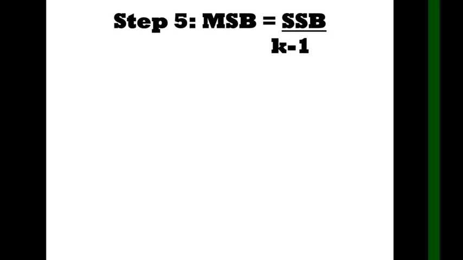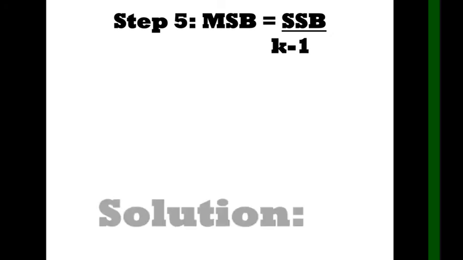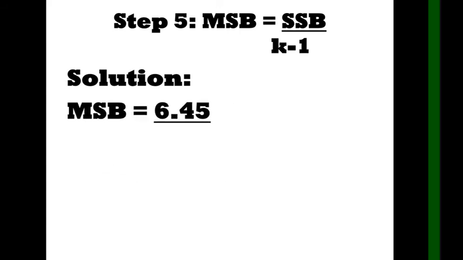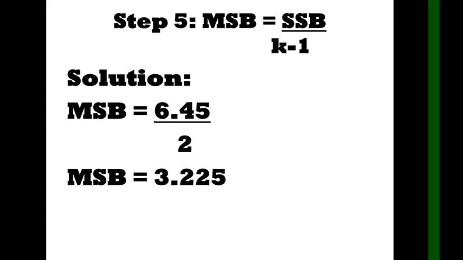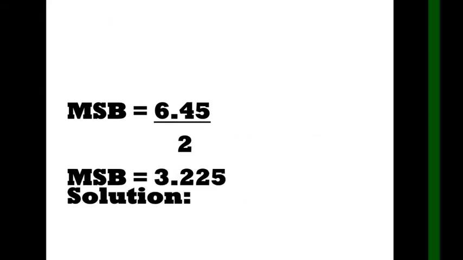Next, step 5. MSB is equal to SSB over K minus 1. Our SSB is 6.45. And K minus 1, K is equal to 3. We have 3 total number of groups. That's why 3 minus 1 is 2. And you will get 3.225.